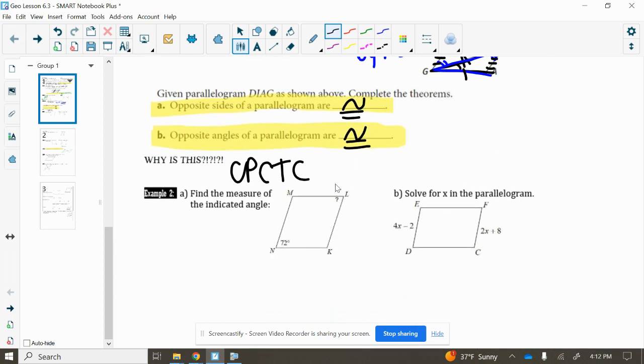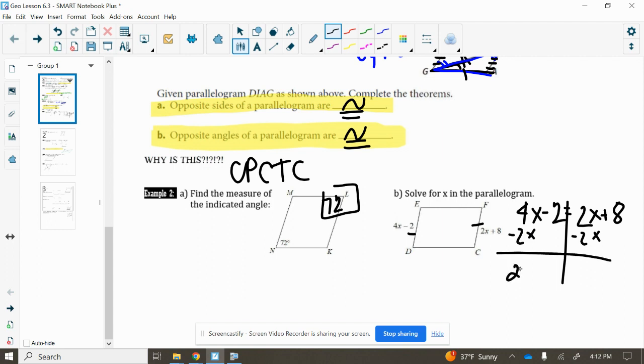So again, these opposite angles are going to be congruent to each other. So if angle N is 72 degrees, so is angle L, as well as the opposite sides need to be congruent. So if we're trying to solve for x, we know that the opposite side of EDFC would have to be equal to it. And as we solve, we could subtract 2x from both sides and then add the 2. We end up with x equaling 5.